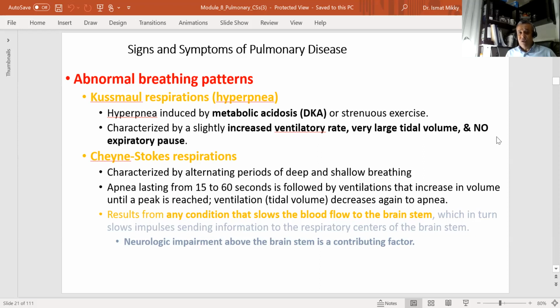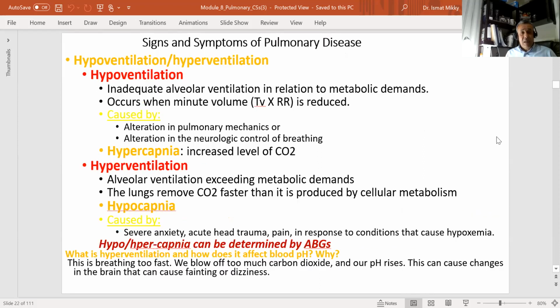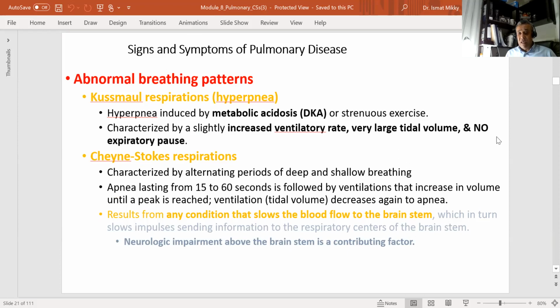That's called Kussmaul respiration. That would be an example of patients with diabetic ketoacidosis, because they will have ketone bodies, which are considered a source of acidosis and make the blood acidotic. So the lungs attempt to breathe faster, and that's called Kussmaul, in order to blow off the excess CO2, so it will correct the acidosis by the hyperventilation.